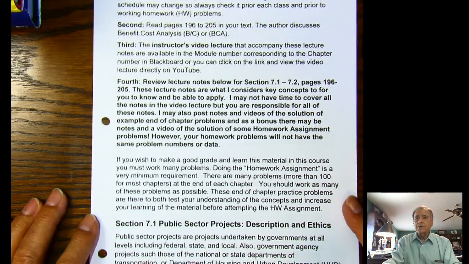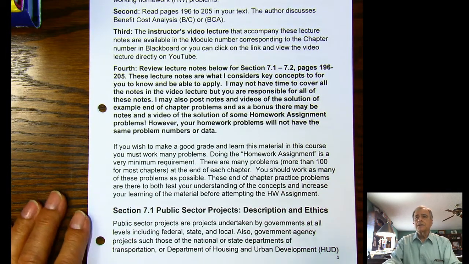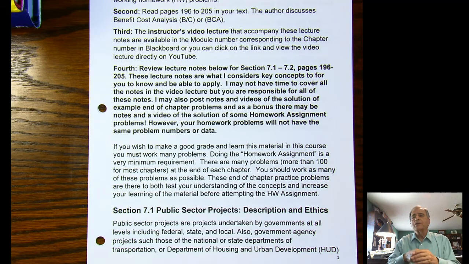This chapter, or this method we call benefit cost analysis, is the public sector's version of rate of return or present worth analysis. In other words, in the public sector, the projects undertaken very often do not include revenue. So rather than being able to do a rate of return on the net cash flow, we look at the benefits to the public and the cost to the government.